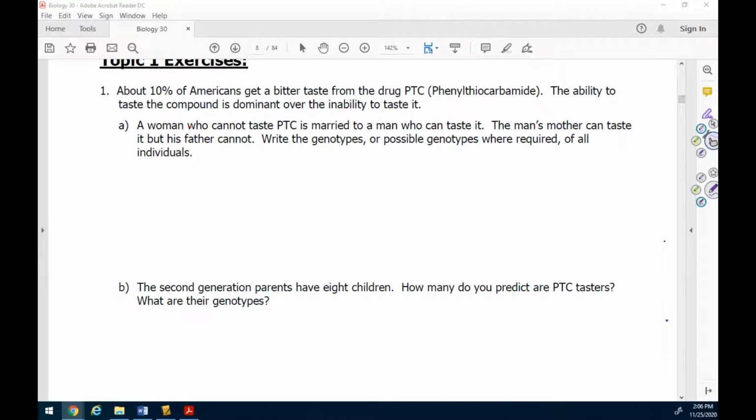Okay, let's go over number 1. About 10% of Americans get a bitter taste from the drug PTC. The ability to taste the compound is dominant over the inability to taste it. So I'm going to start there. Taste is dominant to non-taster.